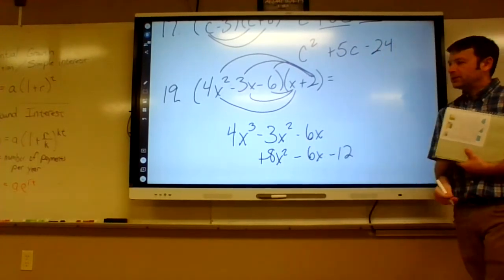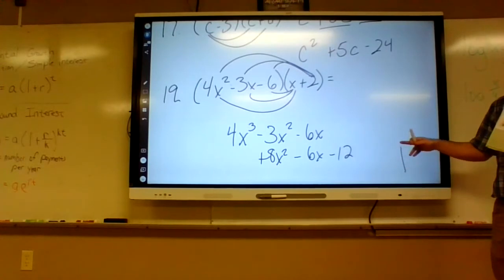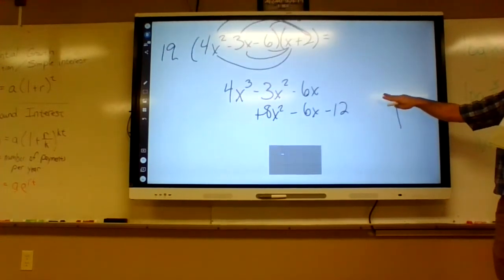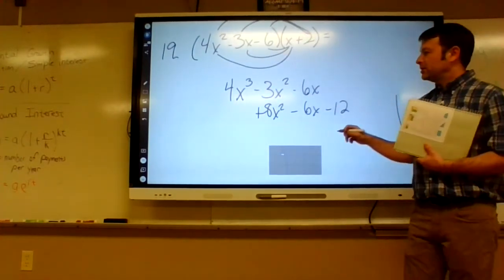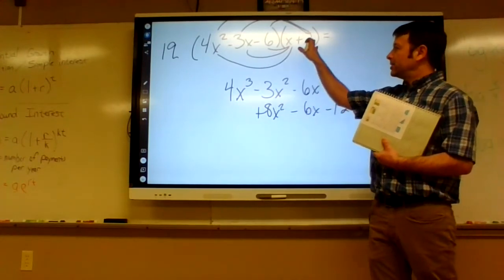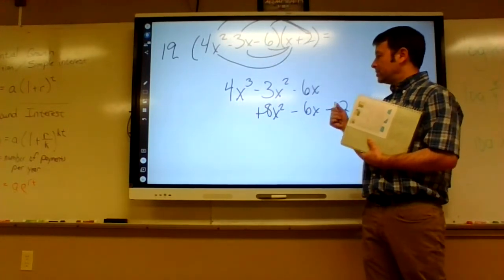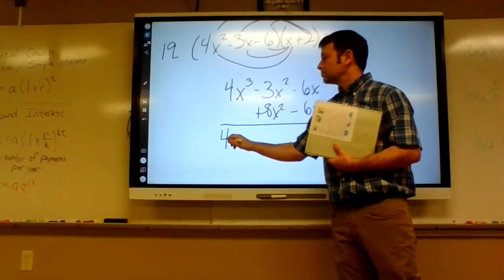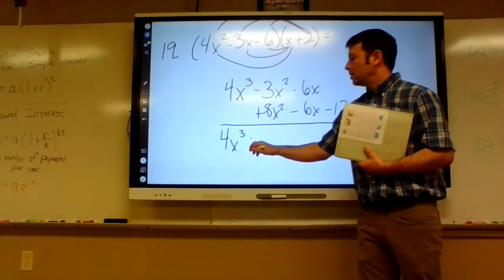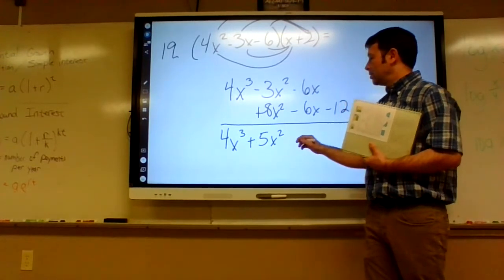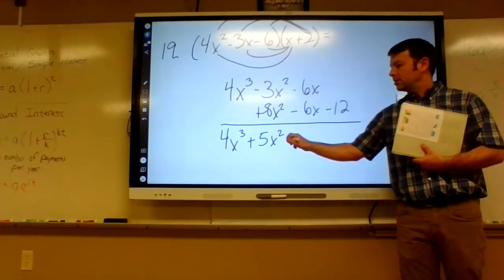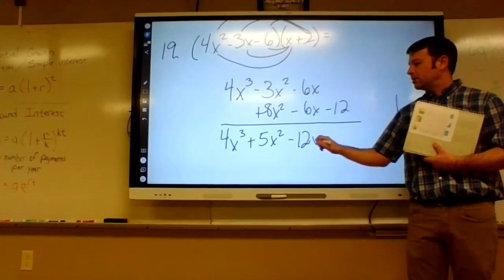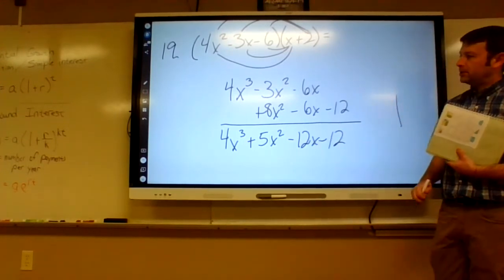Notice again, on these big ones, I like to stack because there's so many terms. So when he started saying the 2's, I started putting it underneath with the like terms. Okay, go ahead, Grant. 4x cubed plus 5x squared minus 12x minus 12. Alright, good job.